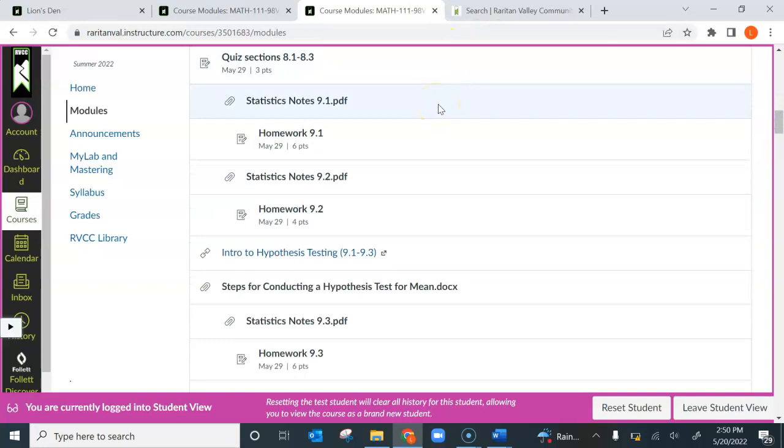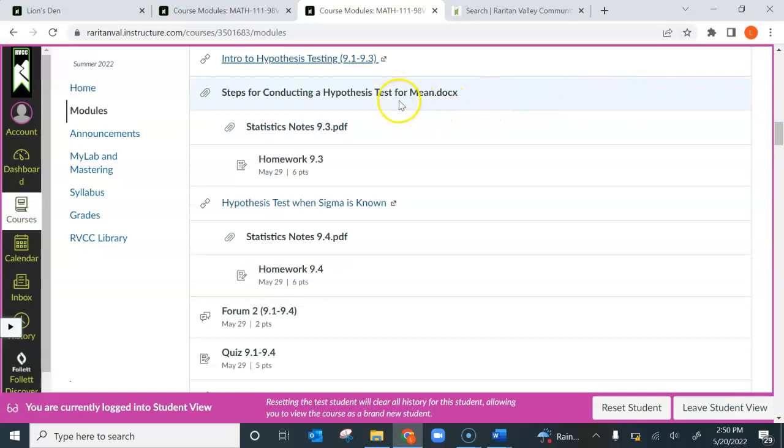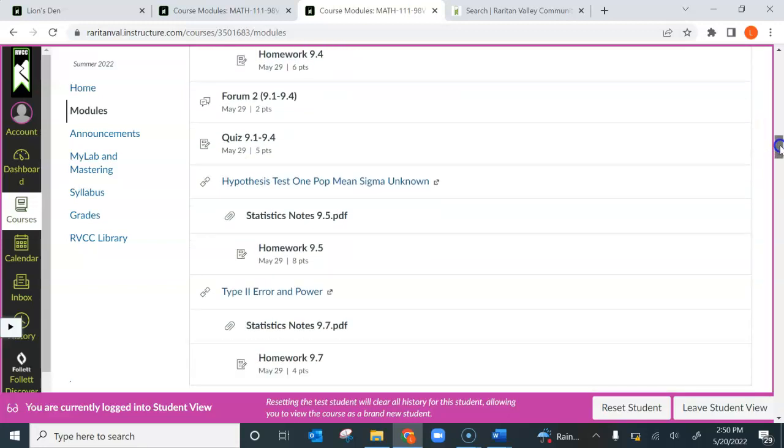There's statistical notes for 9.1, and there is the intro to hypothesis testing. This kind of takes you through the beginning of hypothesis testing. Again, that is review for you. I have a document to help you. Hypothesis testing is such an important part of this course, and we will be doing it in every section, that I have some steps for you to help you in conducting a hypothesis test. And then the course continues on.